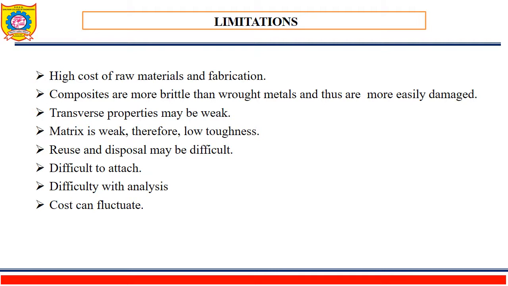Along with advantages, there are some disadvantages or limitations of composite materials. Composite materials have a high cost of raw materials and fabrication. Composites are more brittle than wrought metals and thus more easily damaged. The transverse properties may be weak in the case of composites. The matrix is weak, therefore there is low toughness with composite materials.